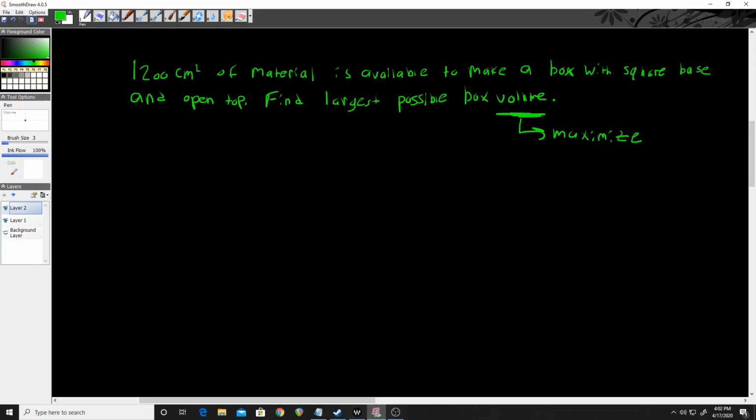Always think of optimization problems like this. There's something to maximize or minimize, and then there's a constraint. So, what's our constraint? Our constraint is the amount of material that we have to work with. Okay, this is our constraint.